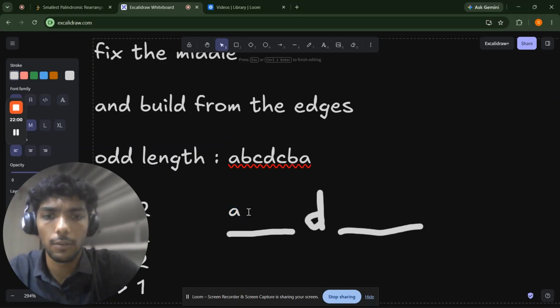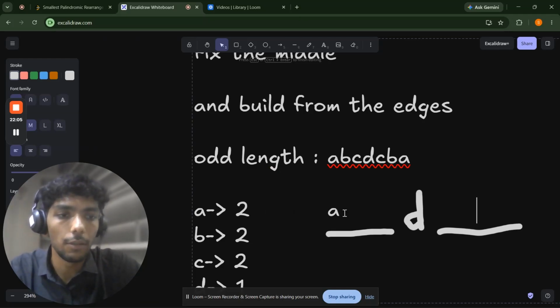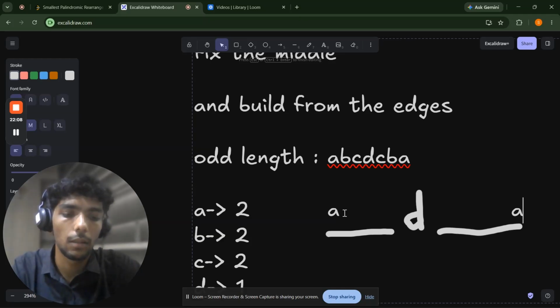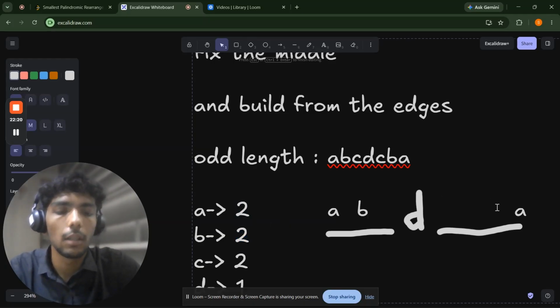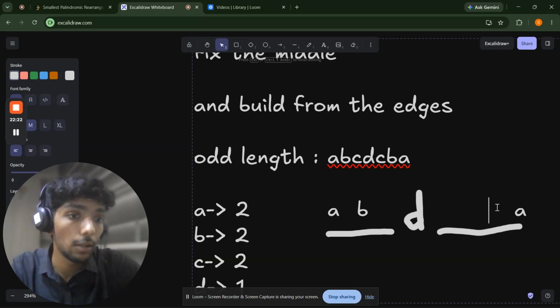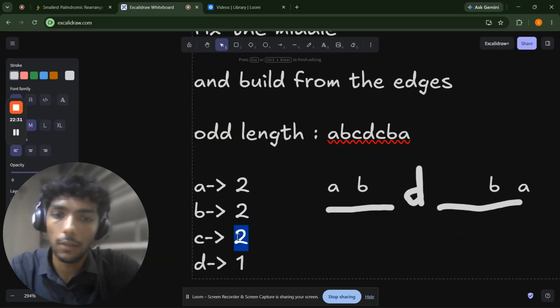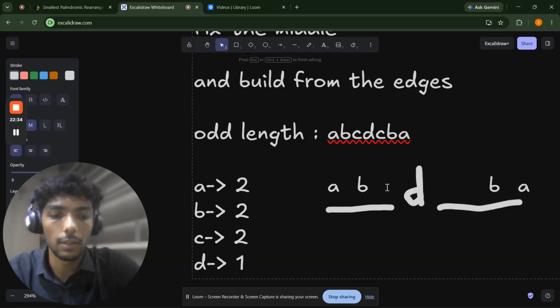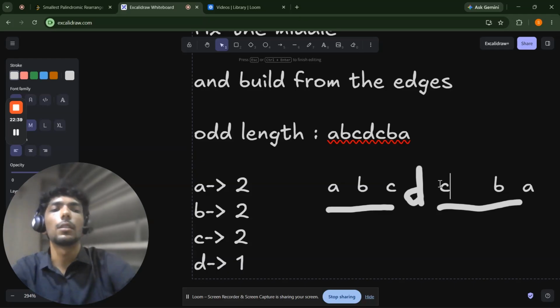So now what you should do is put one A over here. Now both of our A's are exhausted. Now we move to B. We put one more B over here, and to make it palindromic we put one B over here. Now both of our B's are also exhausted. Now it's time for C. We put one C, and to balance the palindrome we put one more C over here.